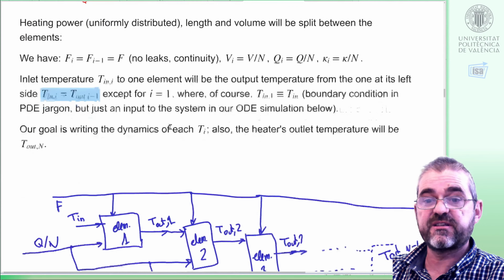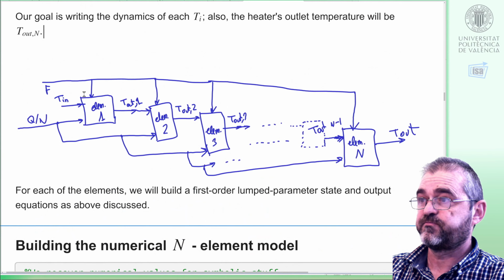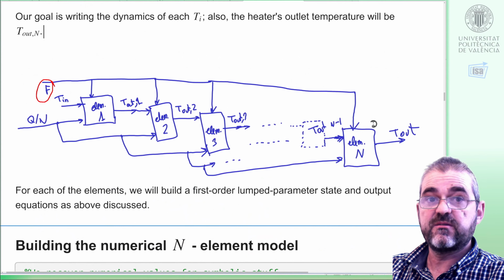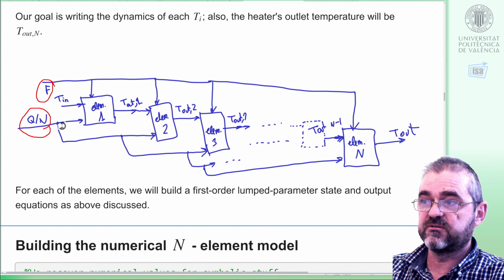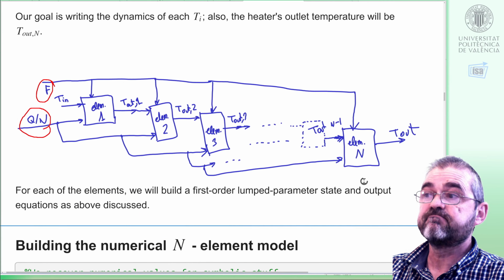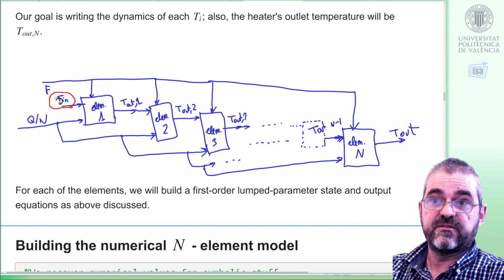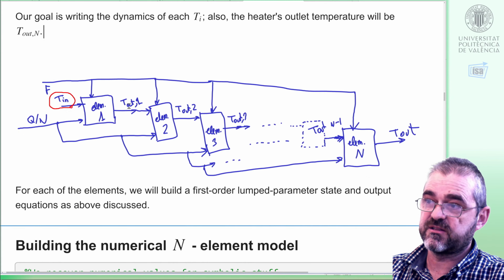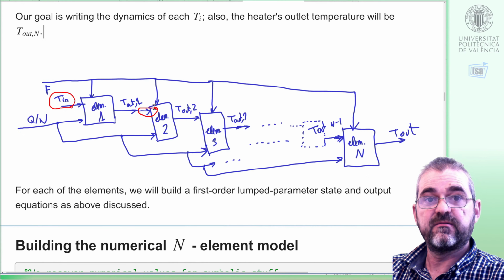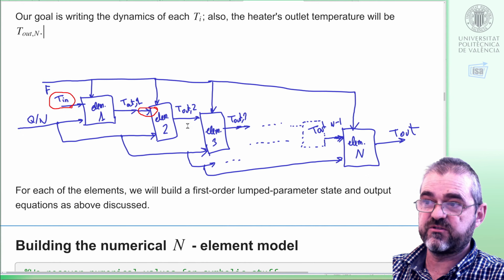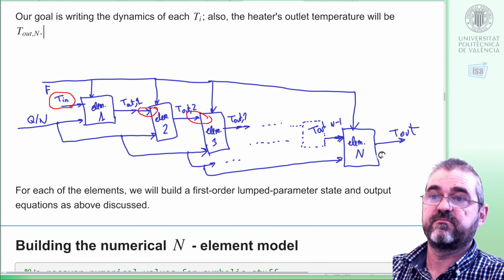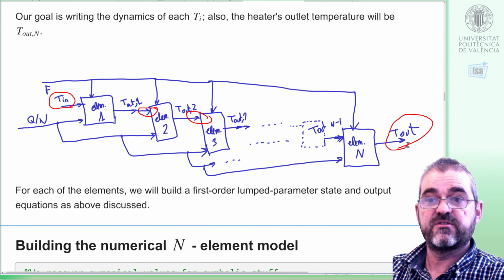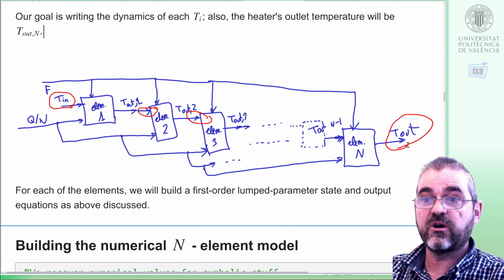So the block diagram representation will be something like this. Flow enters being the same in all elements. The proportional share of the total power also enters all elements. And then inlet temperature enters in the first element, and its output temperature will reach the inlet temperature port of element 2. The output of 2 will be the inlet temperature of 3, and so on, until the outlet temperature will be equal to the output temperature of the last of the elements.